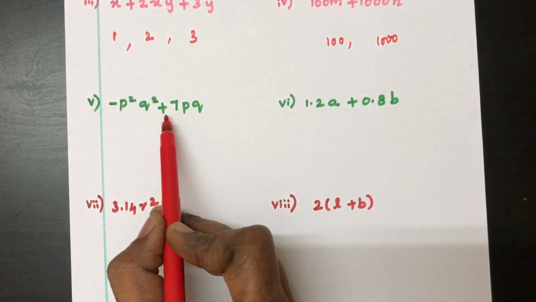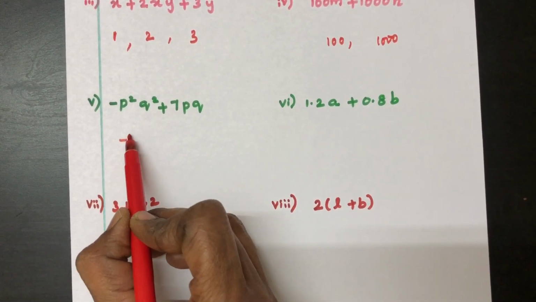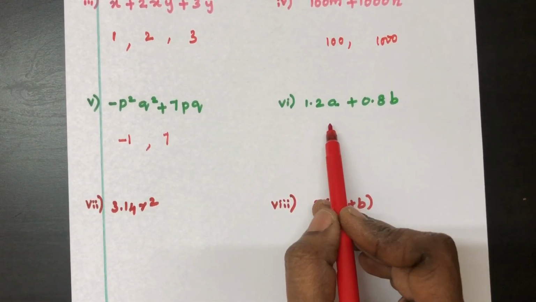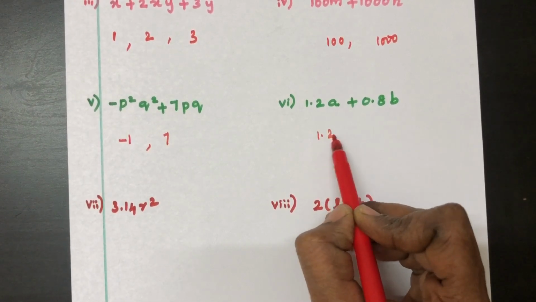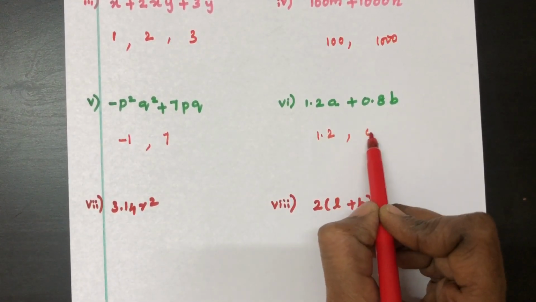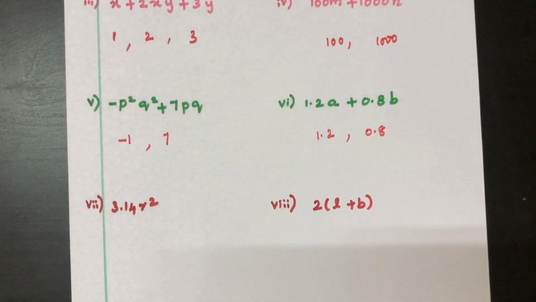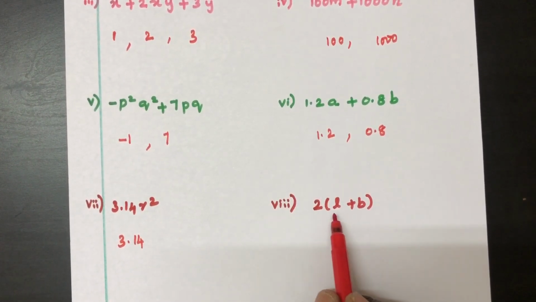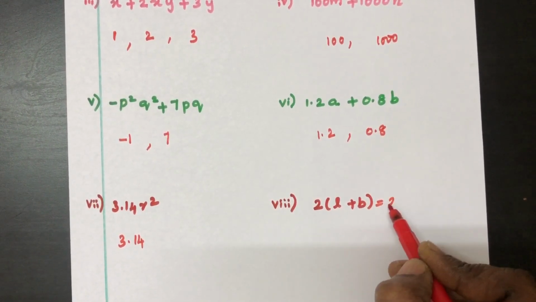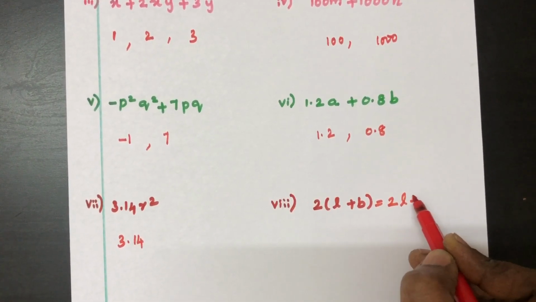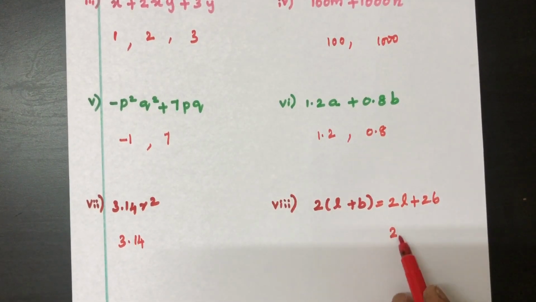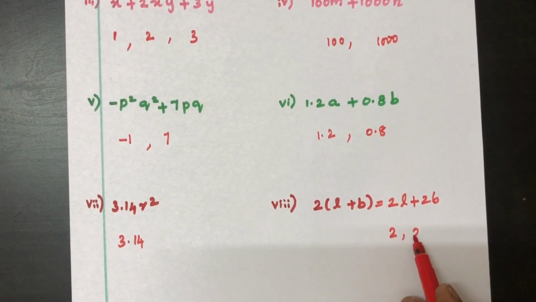Minus p square q square plus 7pq. Here what is the coefficient? Minus 1 for the first term. For the second term just 7. In this question, for the first term the coefficient is 1.2, and 0.8 is the coefficient of the second term. Next, 3.14 r square. So, simple, 3.14 is the coefficient. Here, 2 times l plus b, if we write it as individual terms, is 2l plus 2b. So what are the coefficients here? For the first term, 2 is the coefficient. For the second term also, 2 is the coefficient.